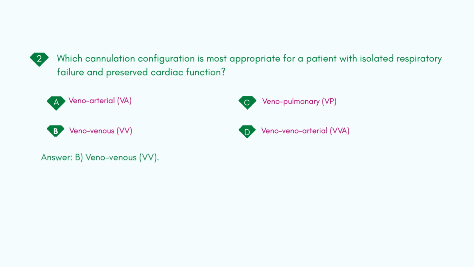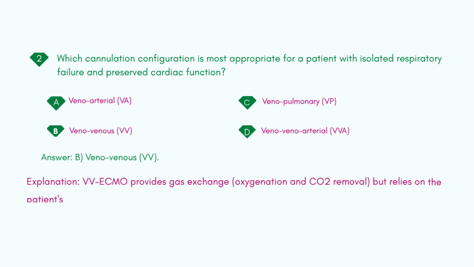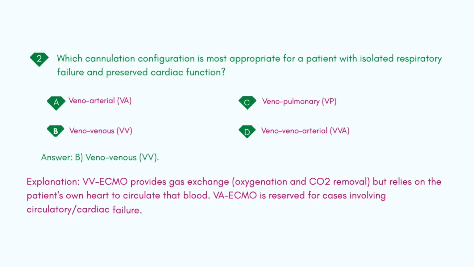Answer: B. Veno-venous, VV. Explanation: VV-ECMO provides gas exchange, oxygenation and CO2 removal, but relies on the patient's own heart to circulate that blood. VA-ECMO is reserved for cases involving circulatory/cardiac failure.